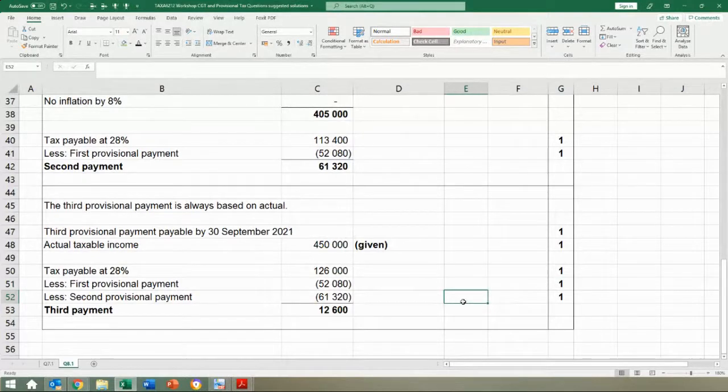Okay, do you guys have any questions on how to do the provisional tax payments? Are there any questions based on what I've discussed? Yes, now you can put on your mic.